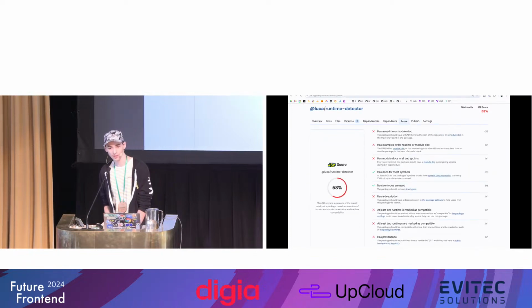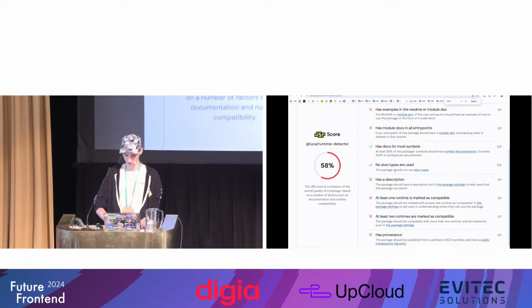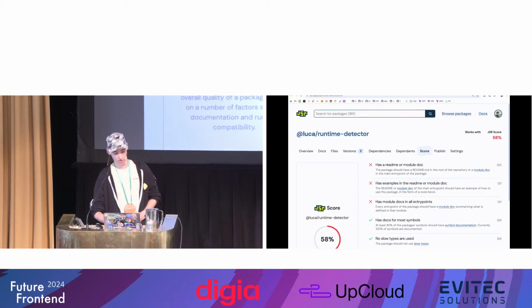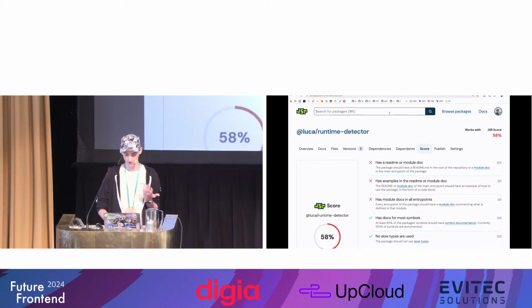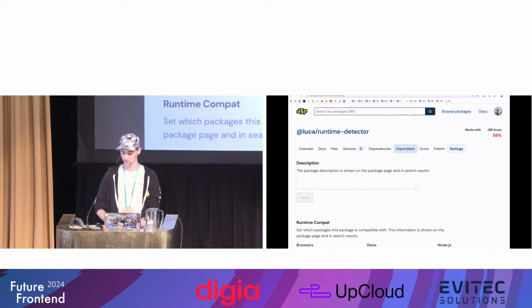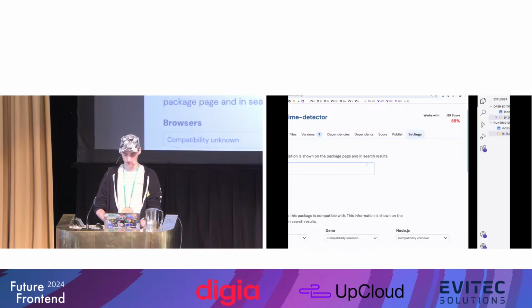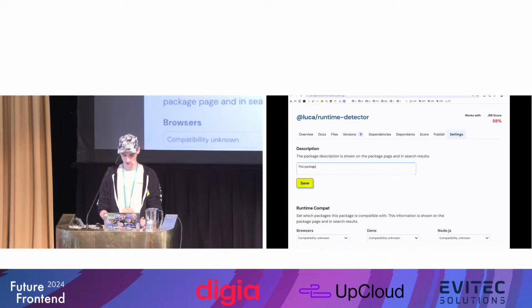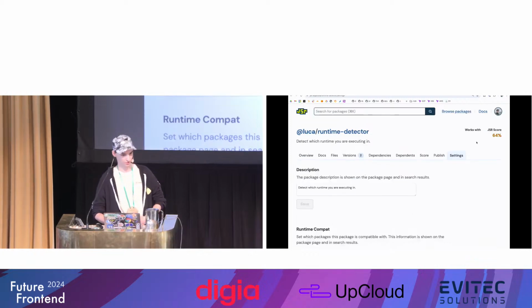But there's a bunch of other things I can easily do to improve my score. They're all listed out in this list over here. So one of them is the package has a description. Right now, if I search for this package, it won't show up with a description. So I can change that by just going to the settings and saying this package detects which runtime you are executing in. Save that. Took my score to 64.